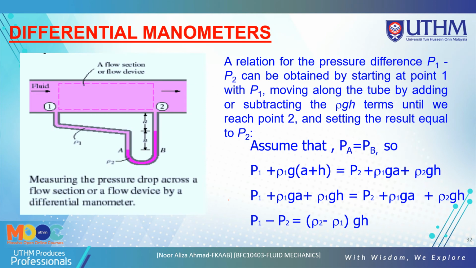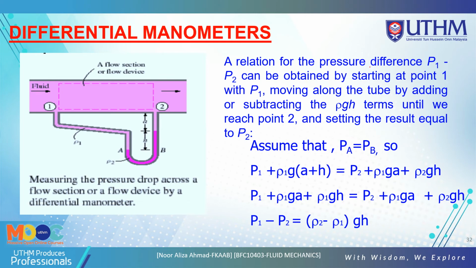Now we look at the differential manometer. Manometer yang berlainan, maksudnya dia guna fluid yang berbeza. They have point 1 to point 2, so the fluid must go through this manometer. It measures the pressure drop across a flow section or a flow device by the differential manometer. Fluid dia akan melalui dalam sini dulu flow device, lepas tu go to point 1, until it goes to point 2. This is the concept of the differential manometer.